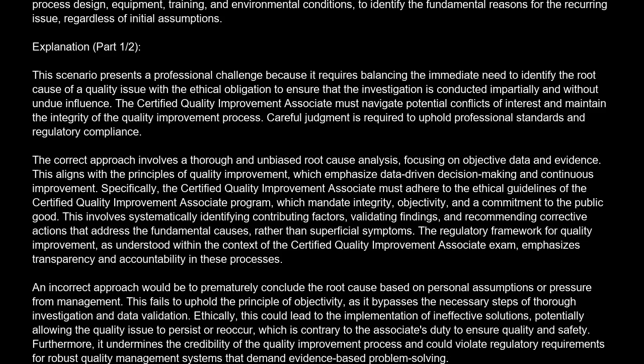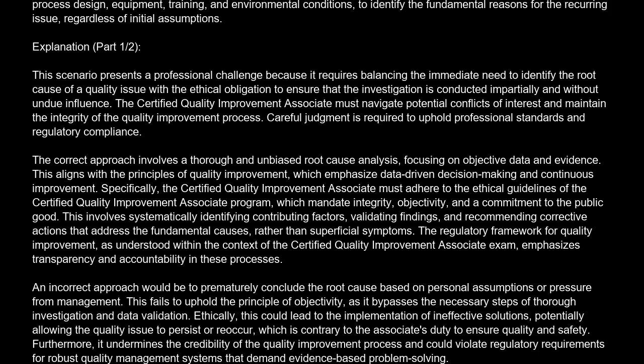The correct answer is C. Conduct a comprehensive root cause analysis that systematically investigates all potential contributing factors, including process design, equipment, training, and environmental conditions, to identify the fundamental reasons for the recurring issue, regardless of initial assumptions.